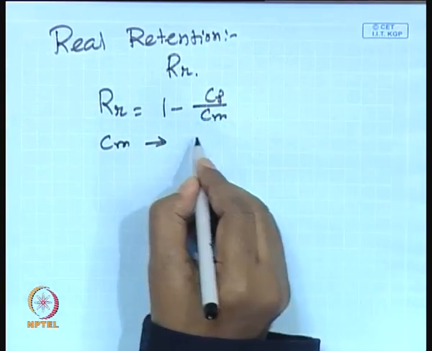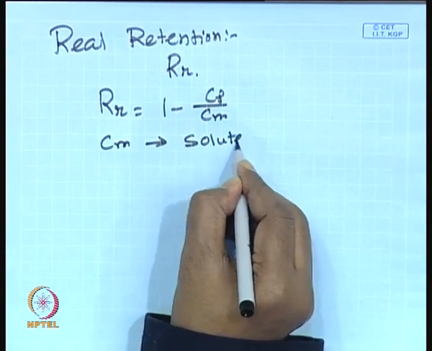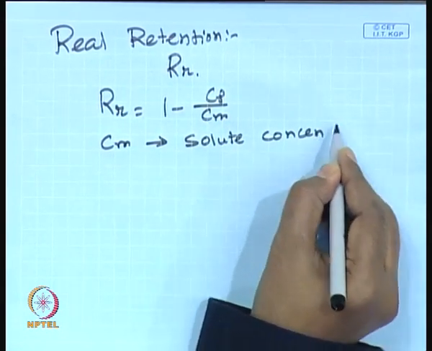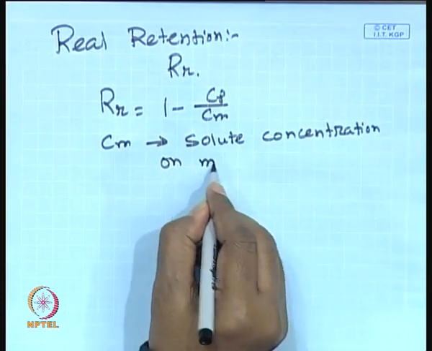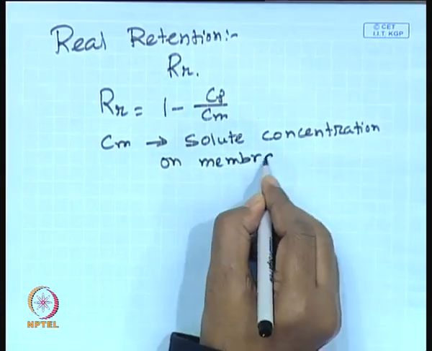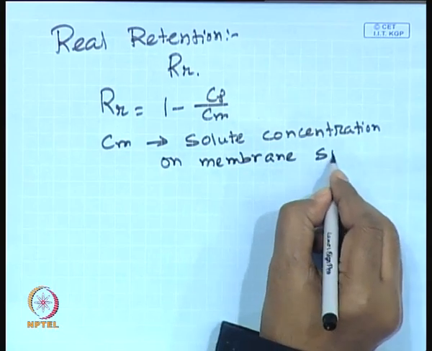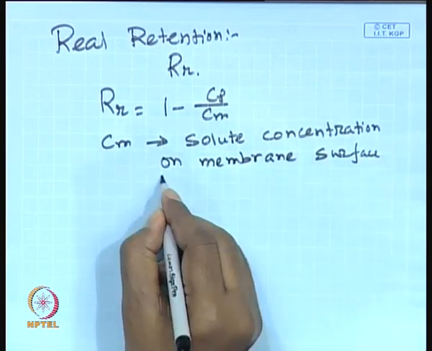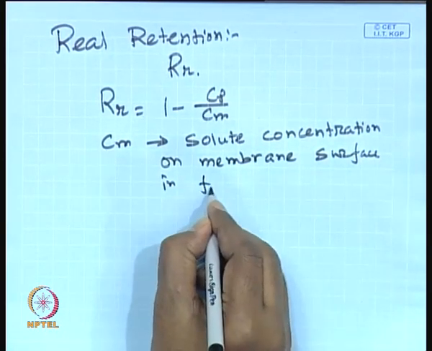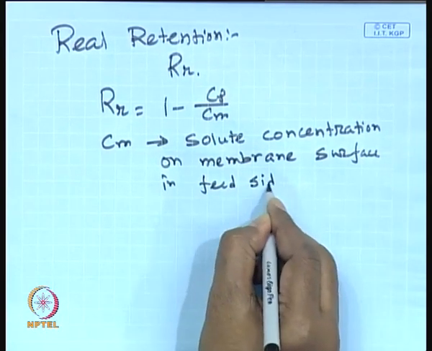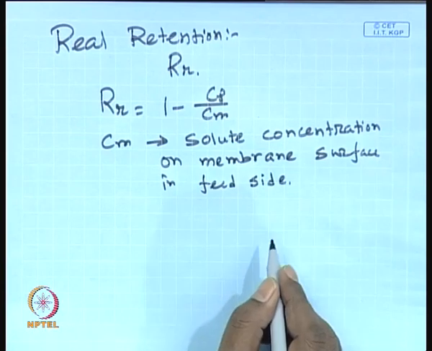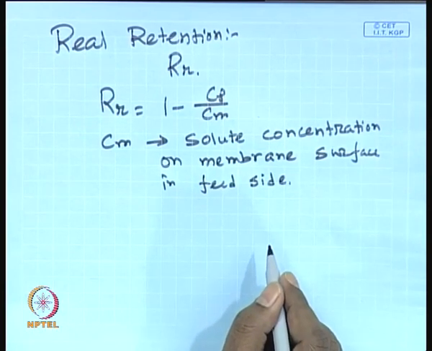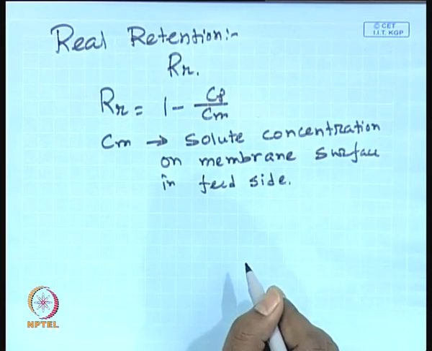Cm is the solute concentration on the membrane surface in the feed side. Okay. So what it gives, basically, is the difference between the real retention and the observed retention, and when each will be used.